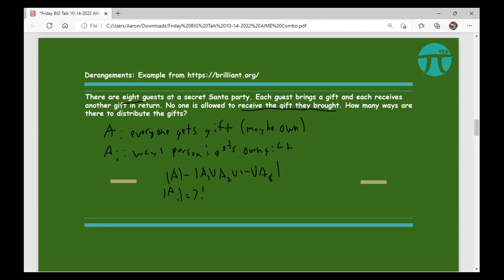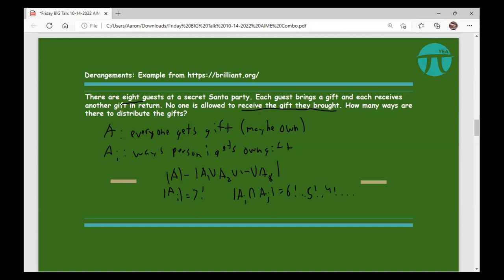And if both person i and person j, for two different people i and j, get their own gifts, then there are 6 ways to choose the gifts for the third person, 5 for the fourth person, and so on. So it's 6 factorial here. And we can see that this just continues: 5 factorial, 4 factorial, and so on.